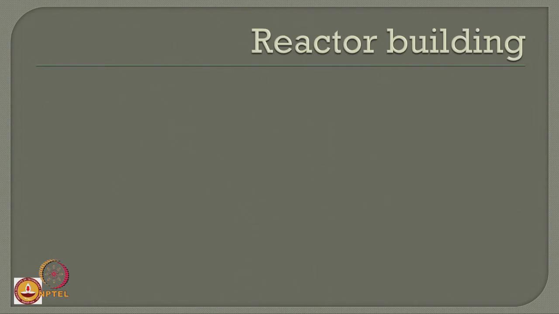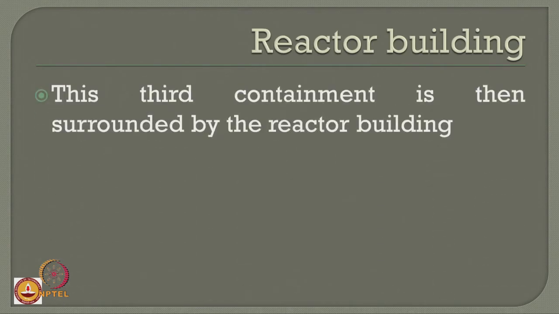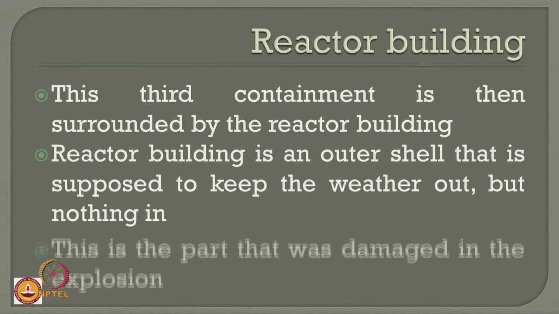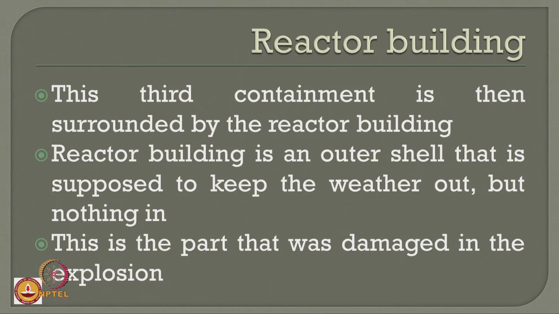Now, let us talk about the reactor building. The third containment is then surrounded by what we call a reactor building. The reactor building is an outer shell that is supposed to keep the weather out, but nothing in. This is the part that was damaged in the explosion in the nuclear power plant in Japan.